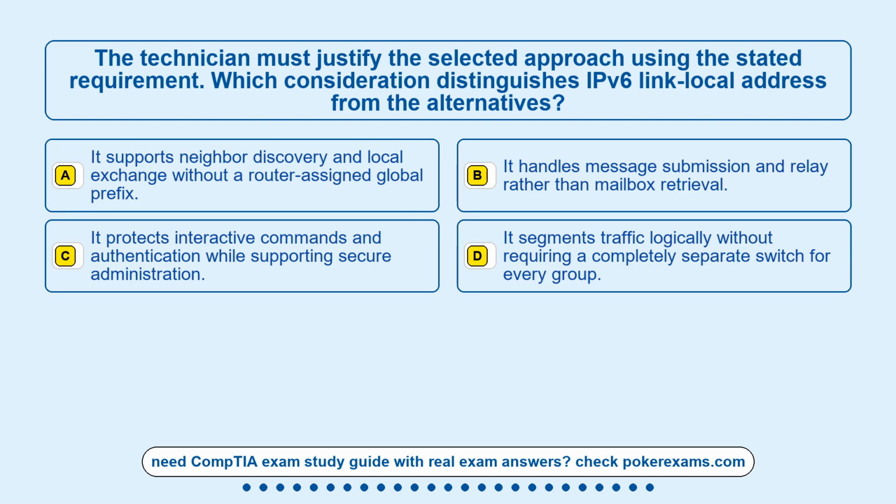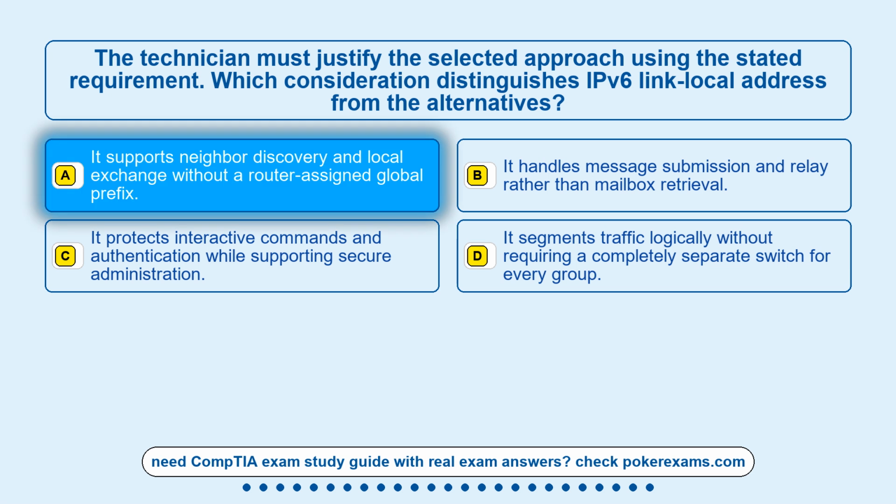Question 3. The technician must justify the selected approach using the stated requirement. Which consideration distinguishes IPv6 link-local address from the alternatives? Option A. It supports neighbor discovery and local exchange without a router-assigned global prefix. Option B. It handles message submission and relay rather than mailbox retrieval. Option C. It protects interactive commands and authentication while supporting secure administration. Option D. It segments traffic logically without requiring a completely separate switch for every group.